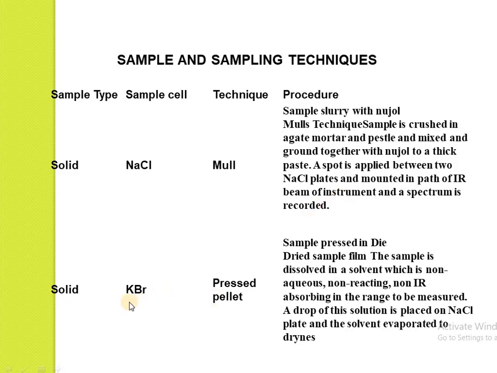Similarly, if we use a potassium bromide sample cell and the sample is in solid form, it can be used as a pressed pellet, that is, a sample pressed into a dried sample film. The sample is dissolved in a solvent which is non-aqueous, non-reacting, and non-IR absorbing in the range to be measured. A drop of this solution is placed on the NaCl plate and the solvent is evaporated to dryness. So these are the different sample techniques by which we can record the IR spectrum.